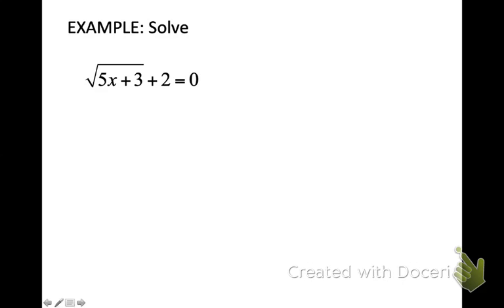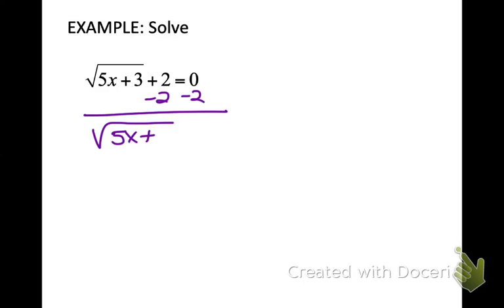Number 2. The square root of 5x plus 3, and then after that is a plus 2 that we're equaling to 0. So just like solving equations with absolute value signs, if I had the absolute value of 5x plus 3 plus 2 equals 0, I would have to get the absolute value all by itself, right? And I would subtract that 2 over. Well, the same thing applies with radicals. You have to get that 2 over to the other side by subtracting it. So now I have the square root of 5x plus 3 equals negative 2.